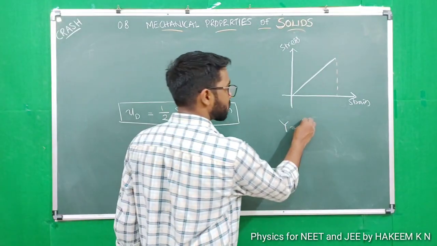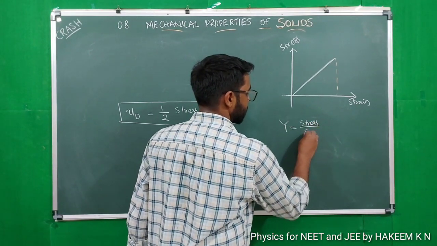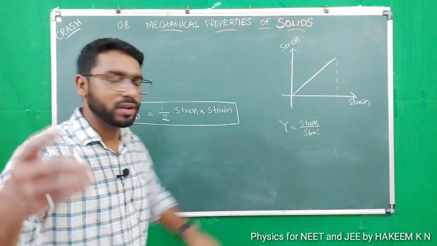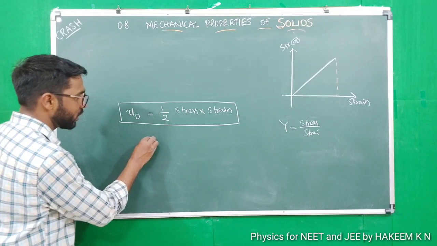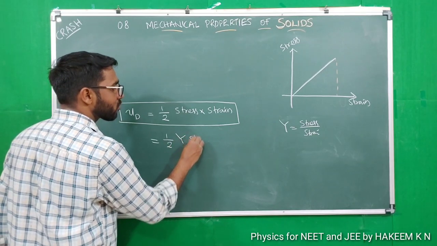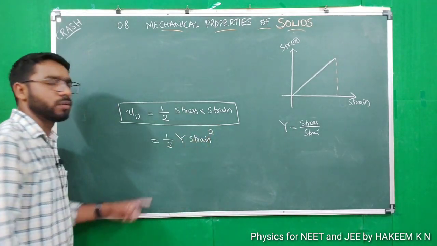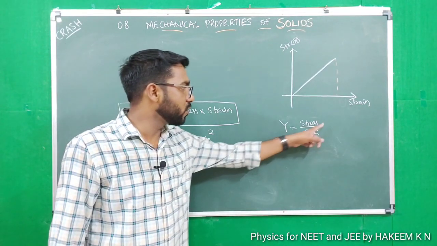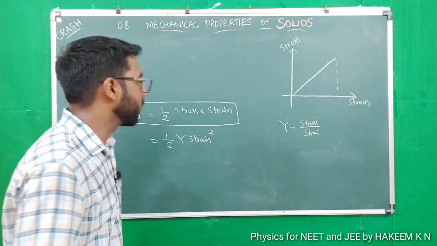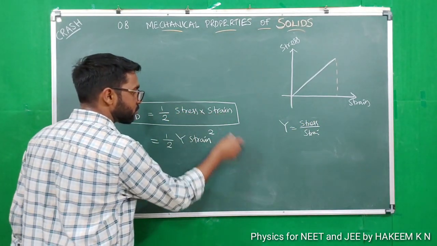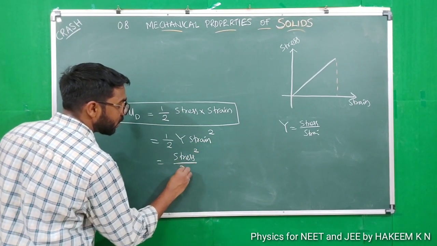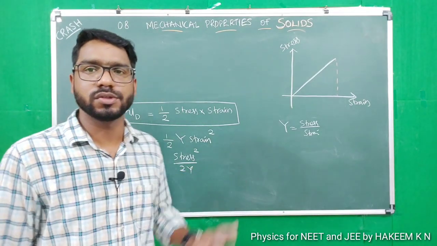Y equals what? Stress by strain. So for stress we can write Y into strain. So energy density I can write half into Y into strain, half Y strain square. One more equation for energy density: for strain I can write stress by Y. So half into stress by Y. So we will get stress square by 2Y.